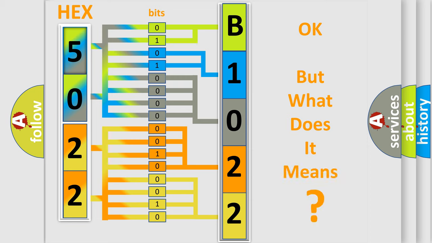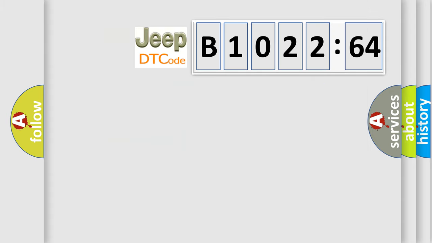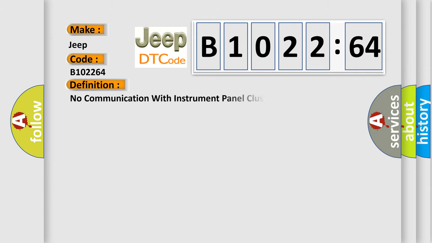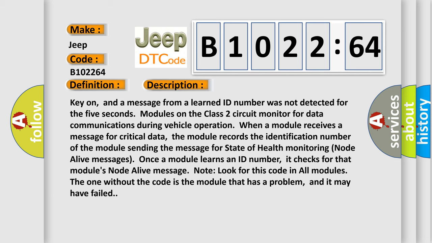The number itself does not make sense to us if we cannot assign information to what it actually expresses. So, what does the Diagnostic Trouble Code B1022-64 interpret specifically for Jeep manufacturers? The basic definition is no communication with instrument panel cluster. And now this is a short description of this DTC code.